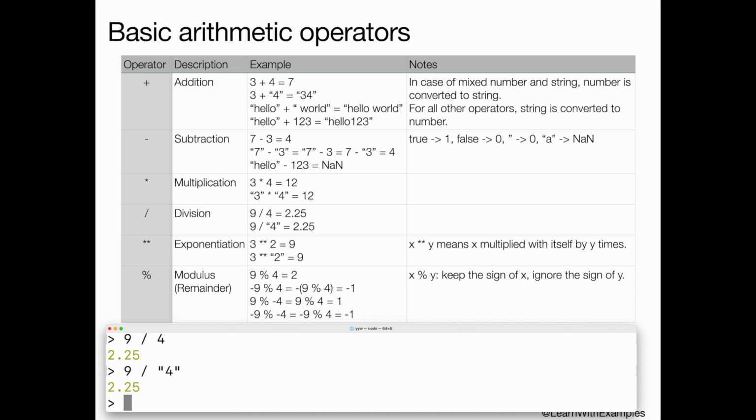Let's move on to more arithmetic operations. Exponentiation. Exponentiation is denoted by two consecutive asterisk symbols. The exponentiation operation of x and y means multiplying the value of x by itself y times. For example, 3 to the power of 2 means 3 times 3, which is 9.